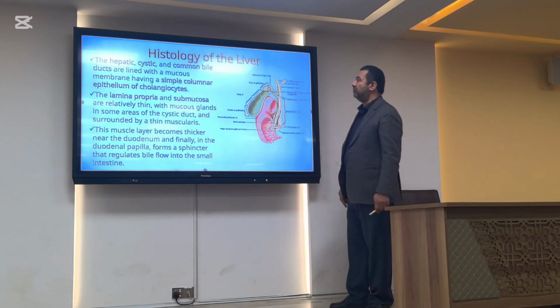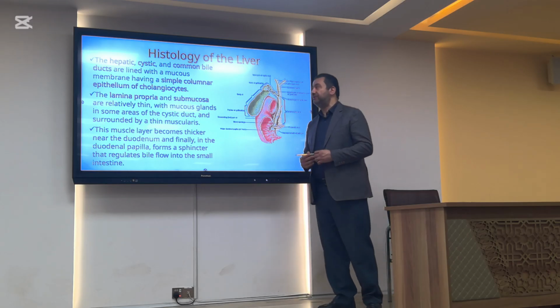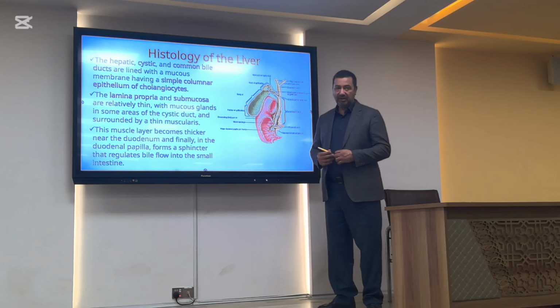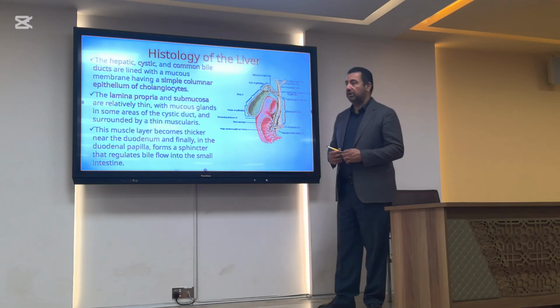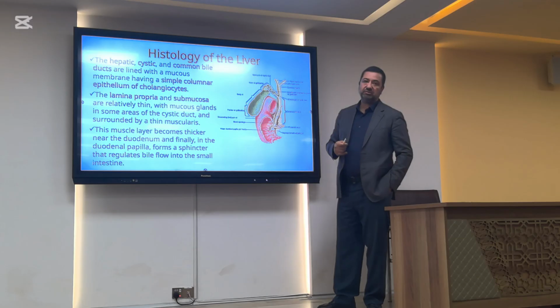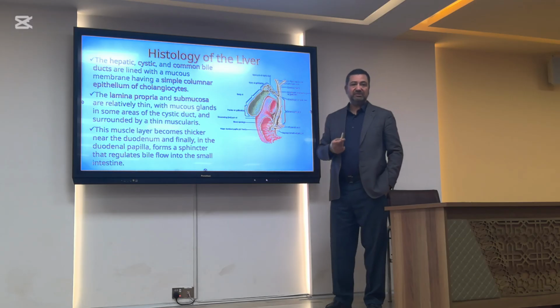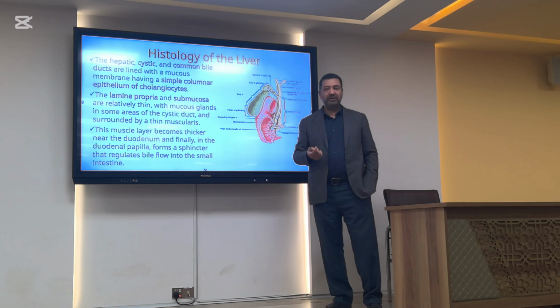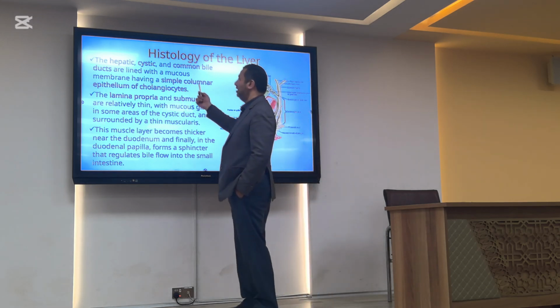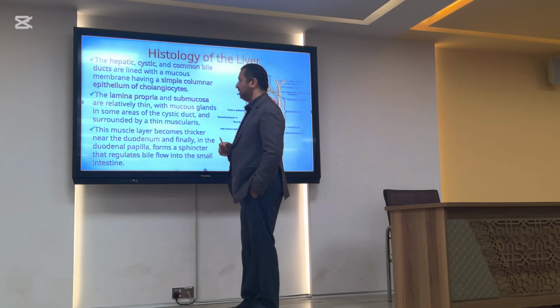Hepatic, cystic, and common bile ducts are lined with a mucous membrane having a simple columnar epithelium of cholangiocytes. Common bile duct, cystic duct, and common hepatic duct are lined by the simple columnar epithelium of cholangiocytes.